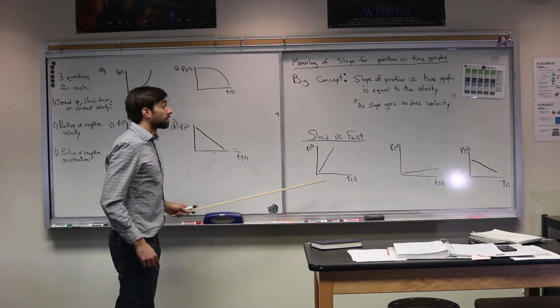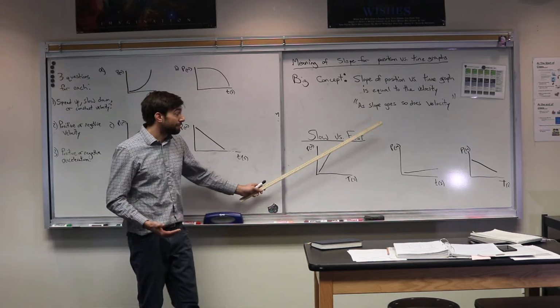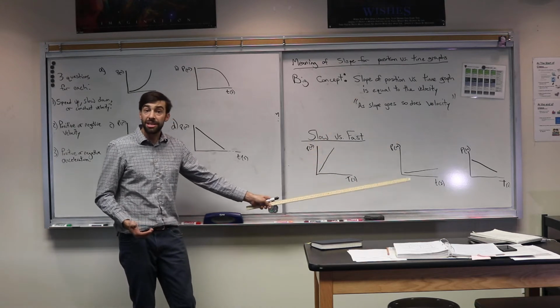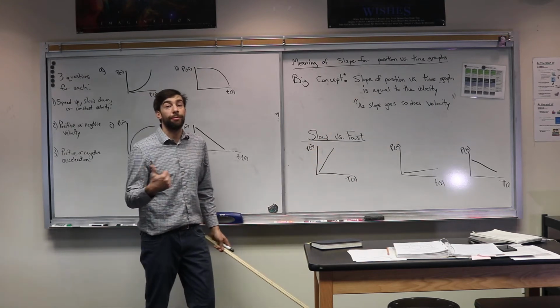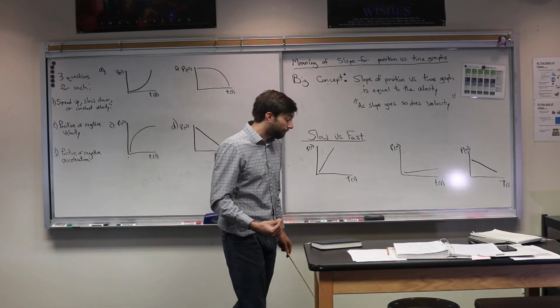These are both straight lines, meaning that the velocity is not changing. The slope stays the exact same in each of these cases throughout. Therefore, the velocity would remain the exact same as well.